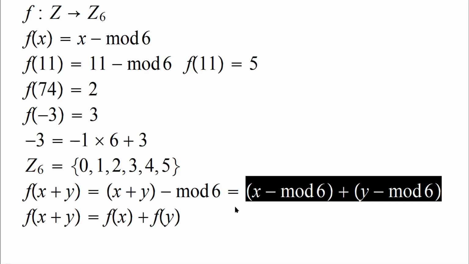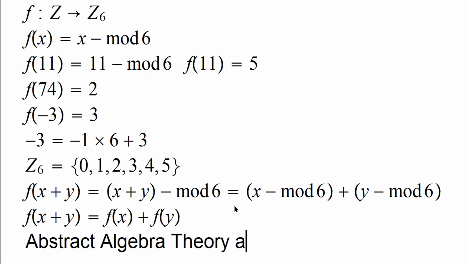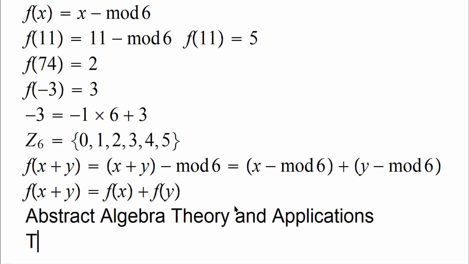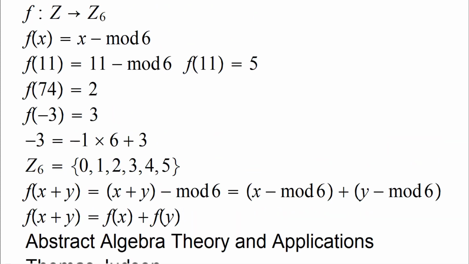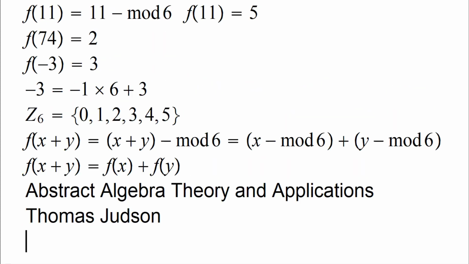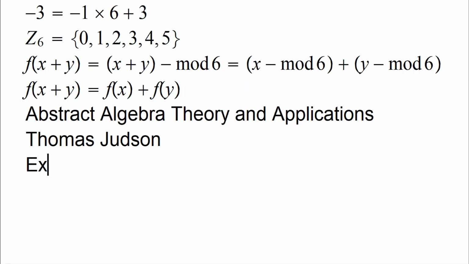from our book, right? And again, what do we mean by the book? Abstract Algebra: Theory and Applications by Thomas Judson, okay? And let's take just a different type of example again, just for having a variety. So we got Z to Z6. So we have example 5, then example 6.